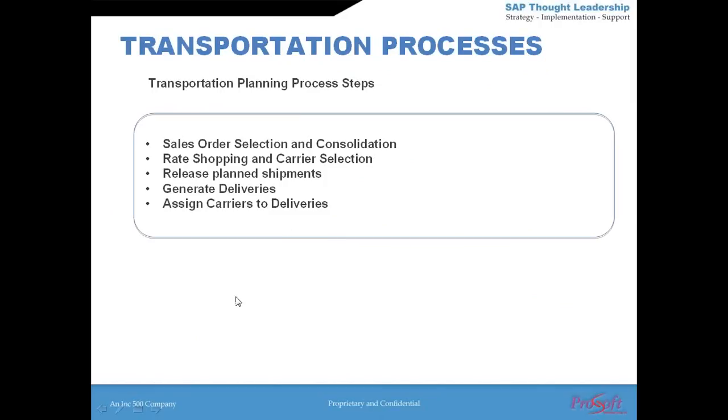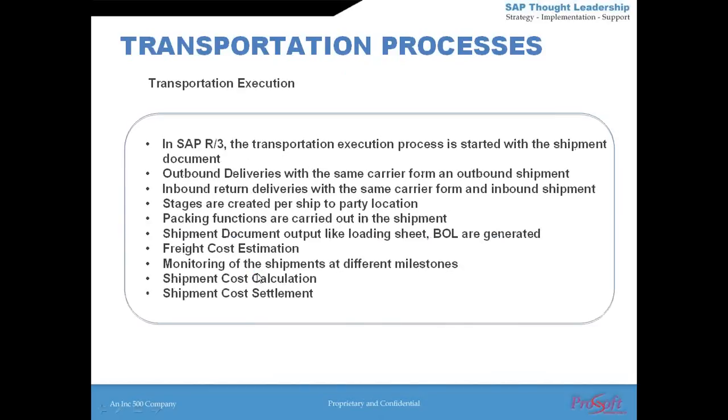So basically, transportation planning, as a part of the process of transportation, involves a huge logistics execution portion, which covers sales orders, rate determination, carriers, the planning of the shipments, generation of deliveries, and specifically picking what kind of transport you would like to use, be it air, land, or ship.